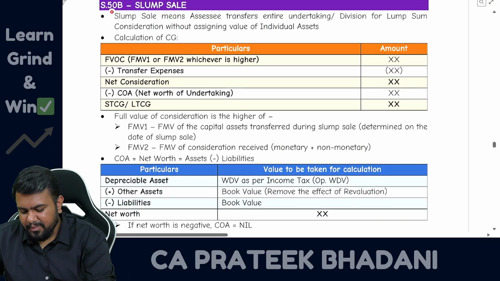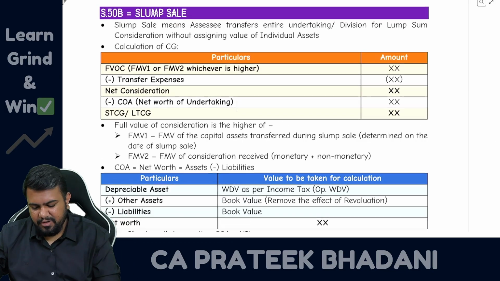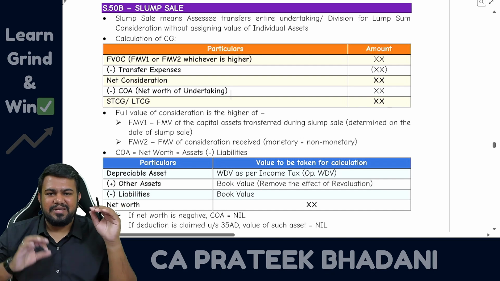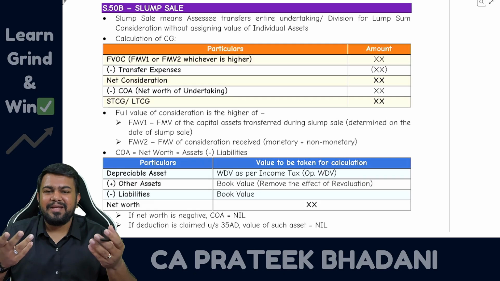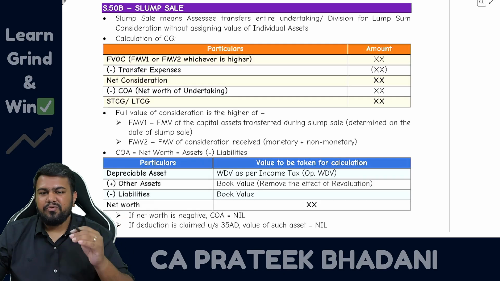Fine. Now let's talk about section 50B, slump sale. Very important, very important from the examination point of view. If at all a question comes, it will directly come for 8 to 10 marks in the examination. Single question. Fine. And for the past few attempts, the examiner has not even tested it, so chances are that it can come in the examination. So what is slump sale?